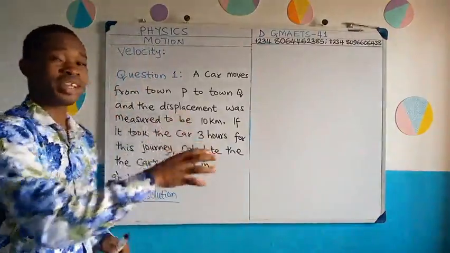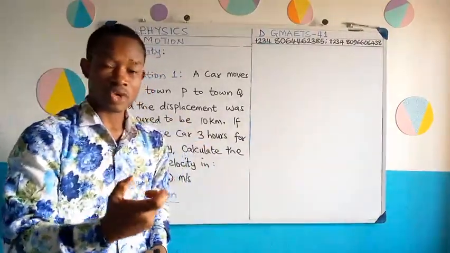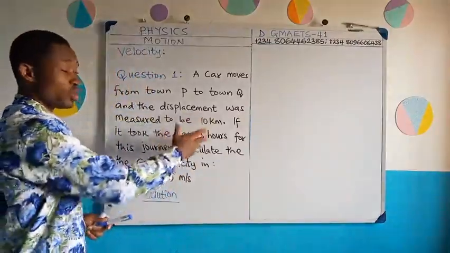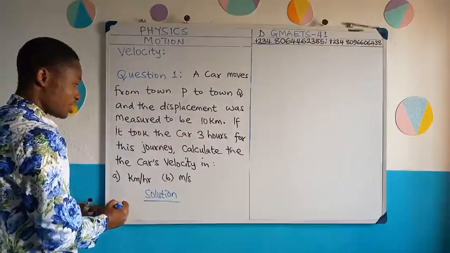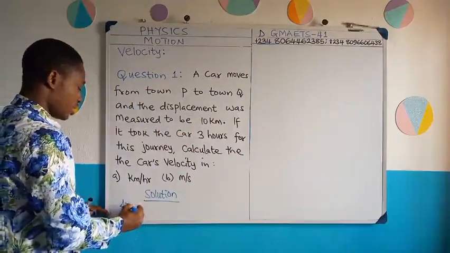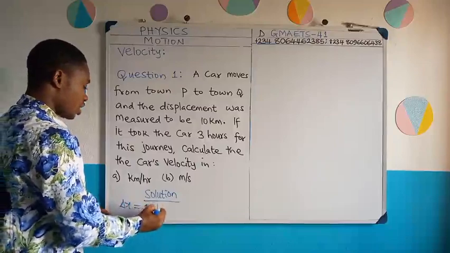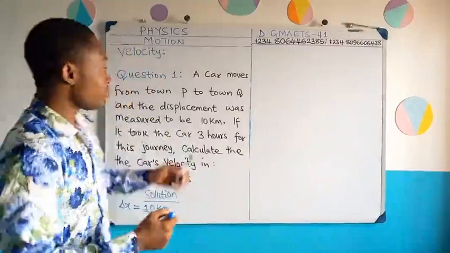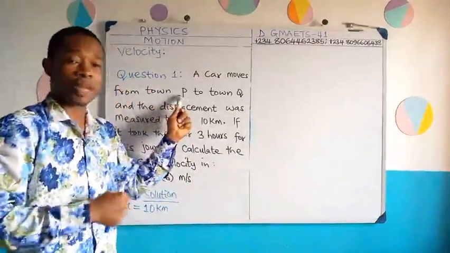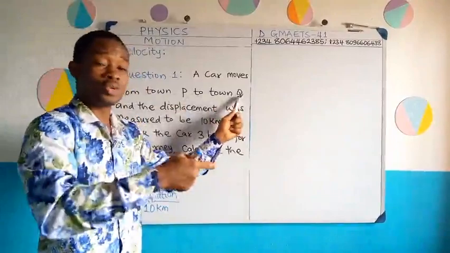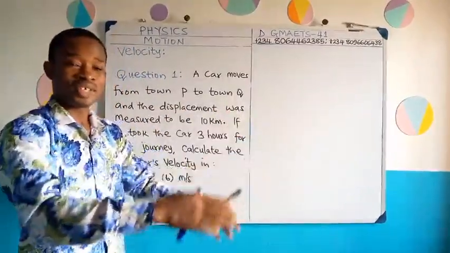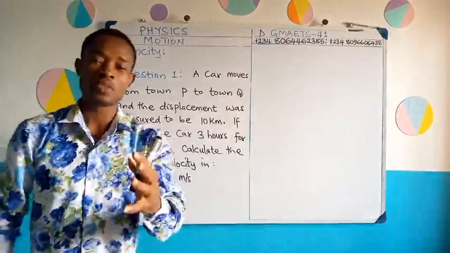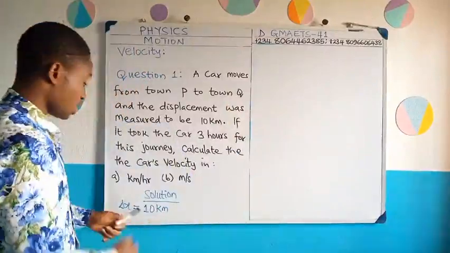From the question here, we're going to declare our data. The information given to us, we want to write out the values we know. We're told that the displacement of the car was measured to be 10 kilometers. So displacement, or change in x, is equal to 10 kilometers. That is to say x2 minus x1. Remember that the car moved from town P, which is the initial position, to town Q, which is the final position or destination of the car. And so there is a change in position. That change in position is giving us the displacement, which is 10 kilometers.